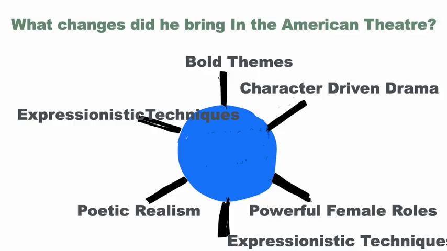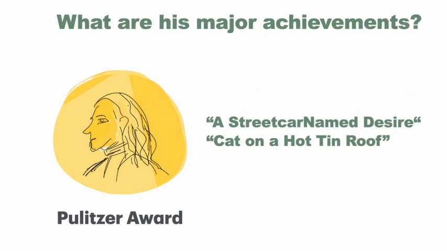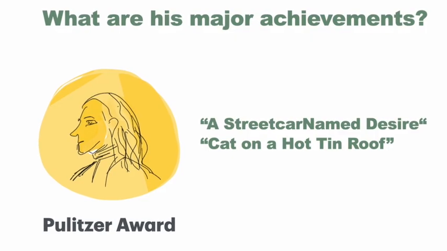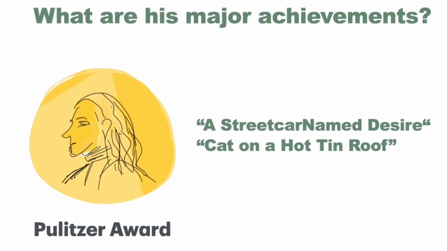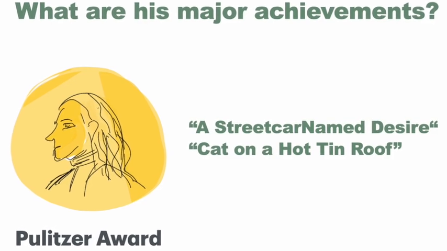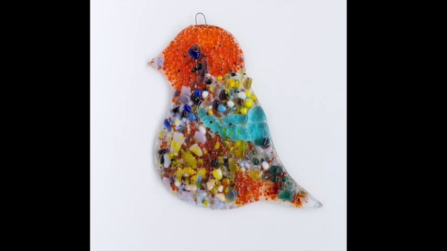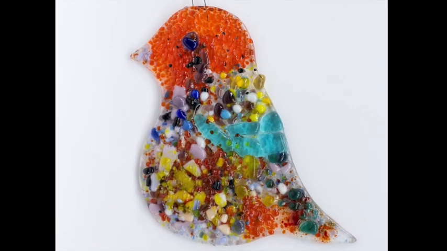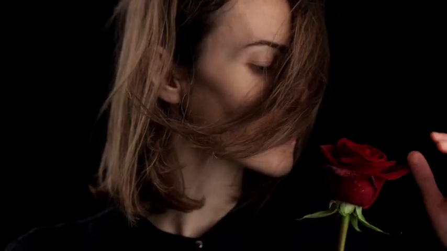Let us now try to understand what were his major achievements. Tennessee Williams was one of the most successful American playwrights. He won the Pulitzer Prize for drama twice, for A Streetcar Named Desire and Cat on a Hot Tin Roof. His play The Glass Menagerie brought him early fame. Many of his works were turned into successful films and stage productions, and he received several important awards.